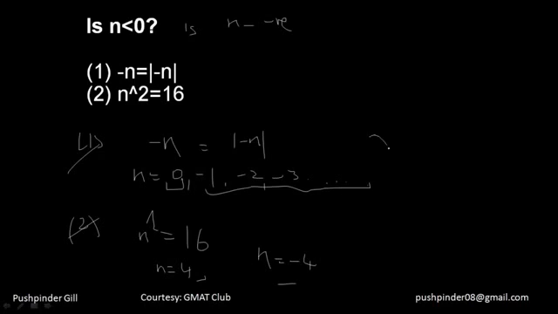Now if I combine both, I can eliminate n equal to 4. That means the only answer that I'm left with is n equal to negative 4. That means I'm sure that n is less than 0. You can put negative 4 here: negative of negative 4 is equal to modulus of negative 4, that is 4 equal to 4. That means definitely I'm sure that my answer is correct.